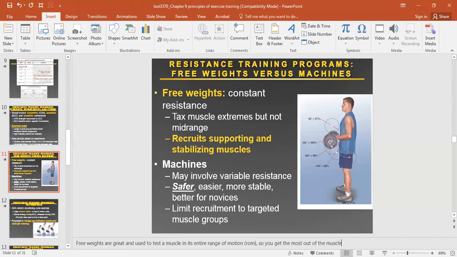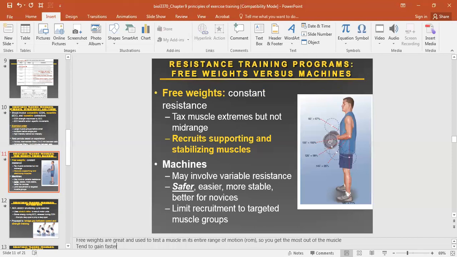And you also recruit supporting and stabilizing muscles that may not be recruited when using machines. So in using free weights, you tend to gain faster because you're engaging more muscle with every lift. But there is some level of instability, because a machine helps you stay stable. So free weights are not recommended for new lifters, new exercisers, we're going to call it that, new lifters.